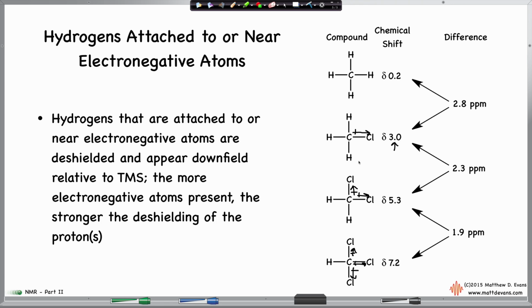Okay, so every time we add a chlorine, we're increasing the amount of de-shielding for the hydrogens that are remaining. Okay, and you're always going to find this with electronegative atoms. They tend to do that. They tend to de-shield hydrogens as a result.